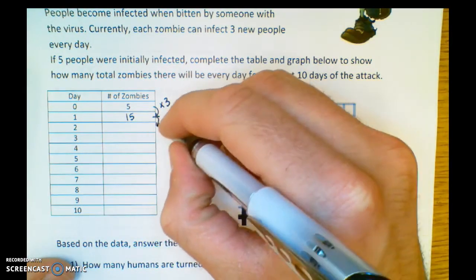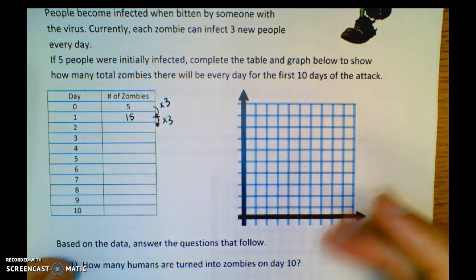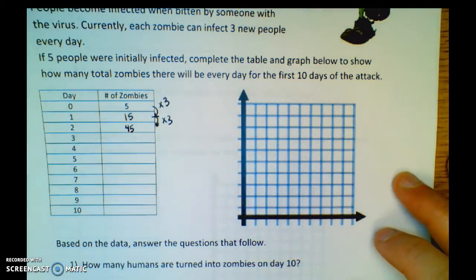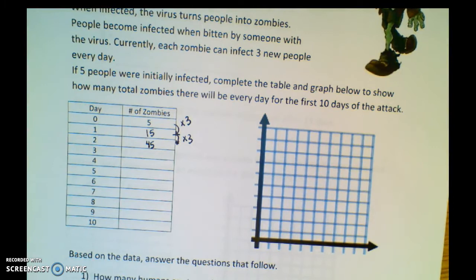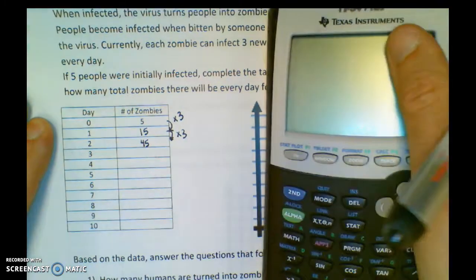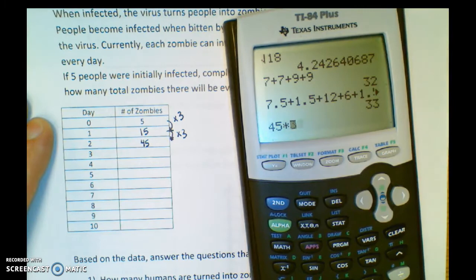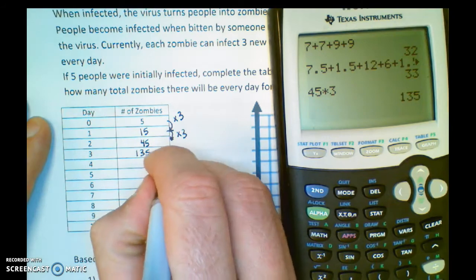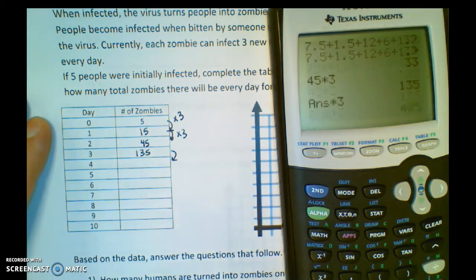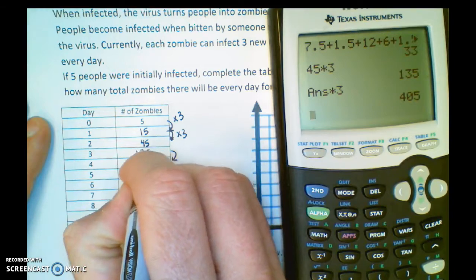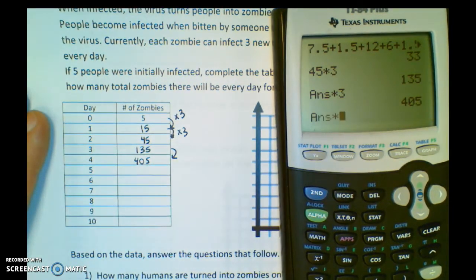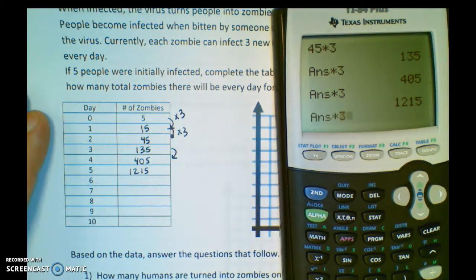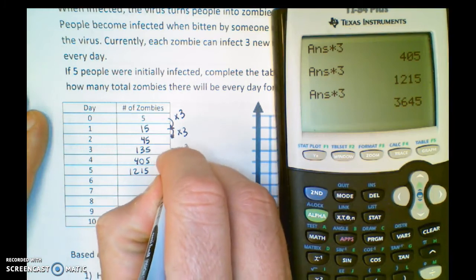Doing it again, now those 15 can multiply by 3, and now we've got 45. Multiplying by 3 again, you get 135. Keep going with the cycle. Times 3. So by 4 days, there's 405 zombies. Times 3 more. Times 3 again.